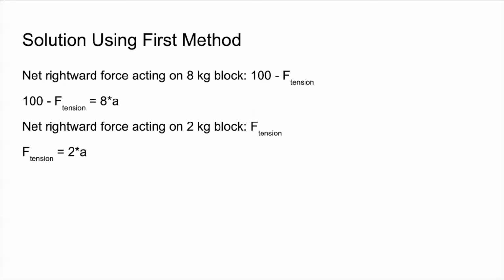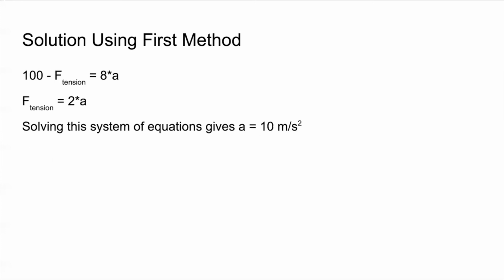So if you're using the first method, you first determine the net rightward force acting on the 8 kilogram block. That is 100 minus the force of tension of the rope, and that is equal to 8 times the acceleration. And then the net rightward force acting on the 2 kilogram block is just the force of tension of the rope. So that is equal to 2 times A. And if you solve this system of equations, you'll get A is equal to 10 meters per second squared.